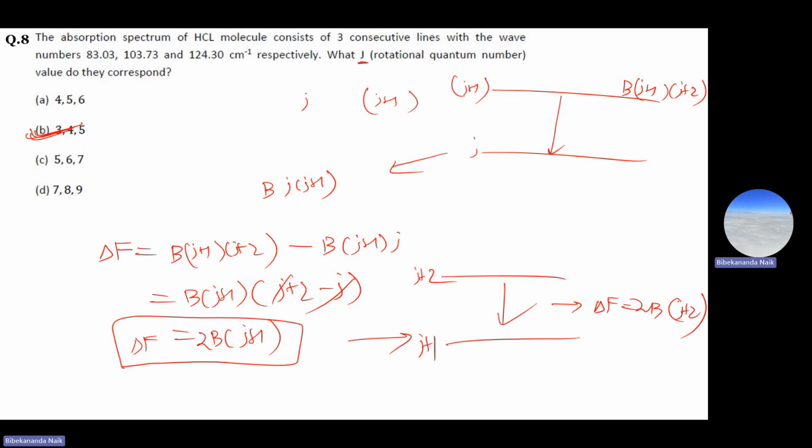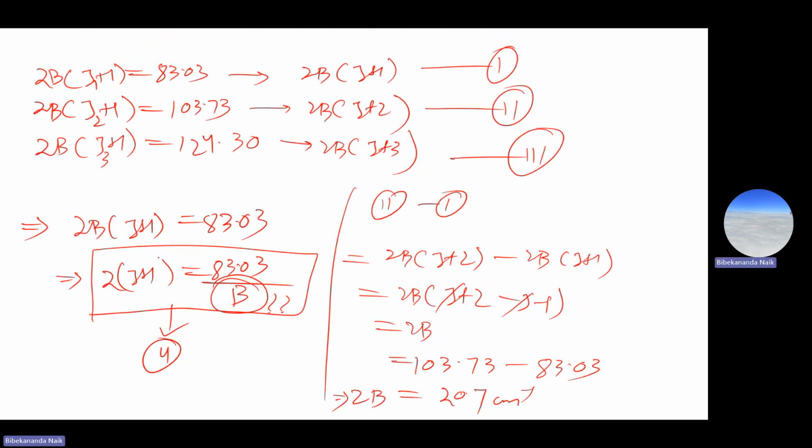So here we had the three lines. So we know if the transition occurs between two levels, the general expression for the value of the spectral line is 2B into j plus 1. Now this 2B into j plus 1 is 83.03. Then the next transition corresponds to j plus 2 to j plus 1, and it will be similarly 2B into j plus 2. So like this, there are three equations, and from these three equations, we need to find out the value of j. But to find out the value of j, we need the value of B.